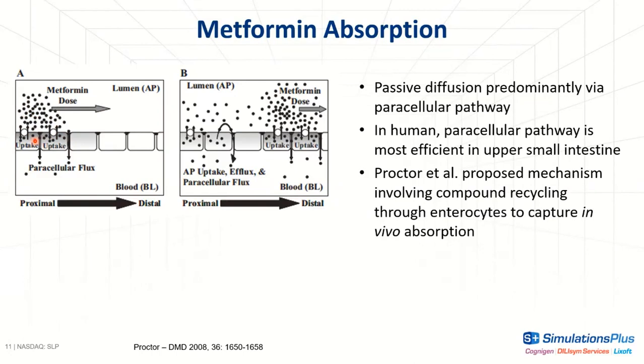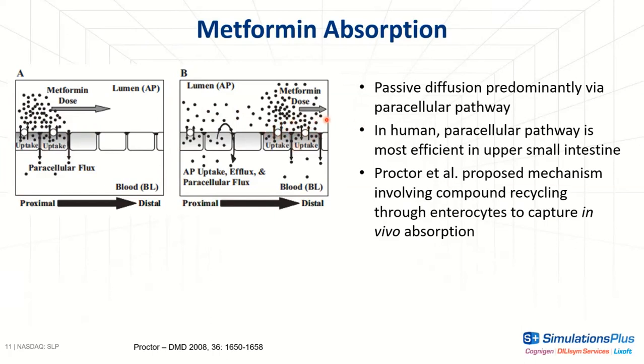The problem here is that the paracellular pathway in human is most efficient in the upper small intestine. So the formulation that releases the compound quickly provides the compound available for the storage in the enterocytes in the upper small intestine. And as that gets released back into the gut lumen, it can still get absorbed into the systemic circulation. The formulation that does not release the compound until it reaches the lower small intestine or colon could still recycle the compound through the enterocytes.